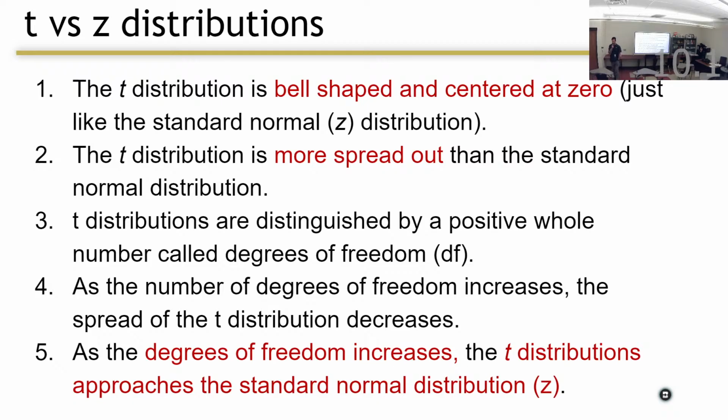No. Z is the max it could possibly be. Yep, a T distribution will never be smaller than a Z. Z is as small as you can possibly get. Good question.